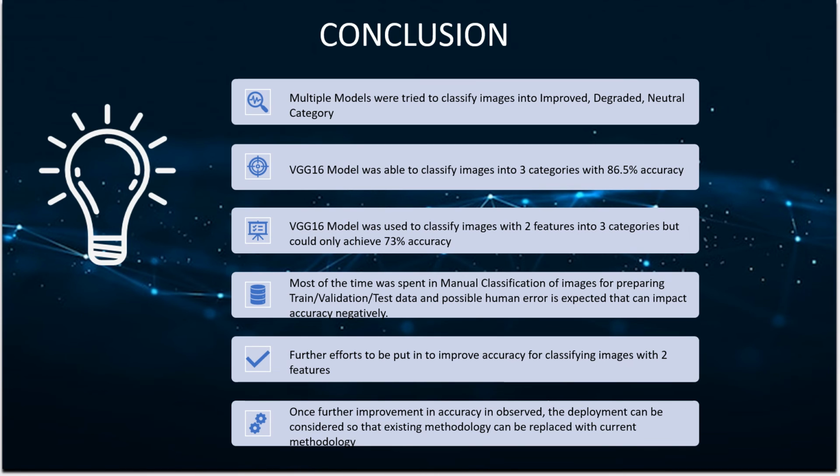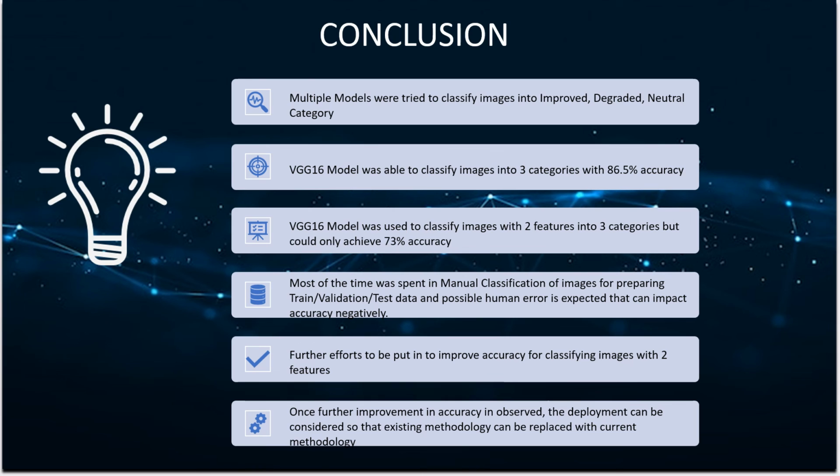Finally, concluding my presentation. I built multiple models to classify the images into three categories, which are improved, degraded, and neutral. The transfer learning VGG16 was able to give the best accuracy of 86.5% when it was used to classify the images with one feature. When the same model was used to classify the images with two features, an accuracy of 73% was seen, which is less than part one of the project.